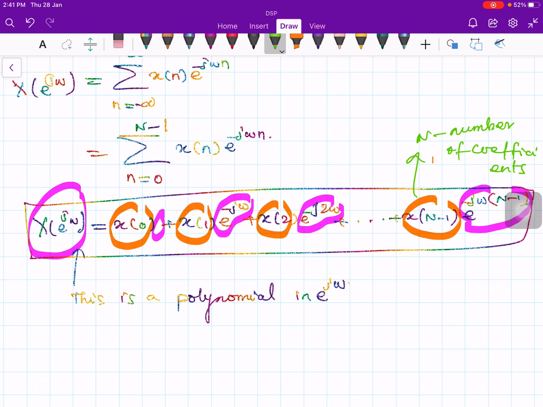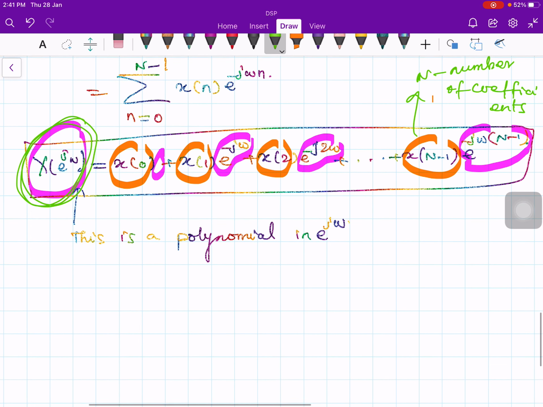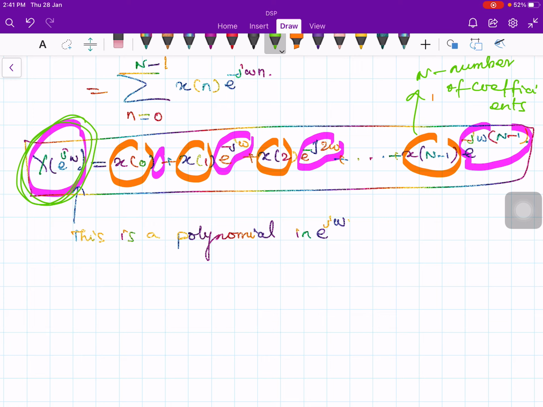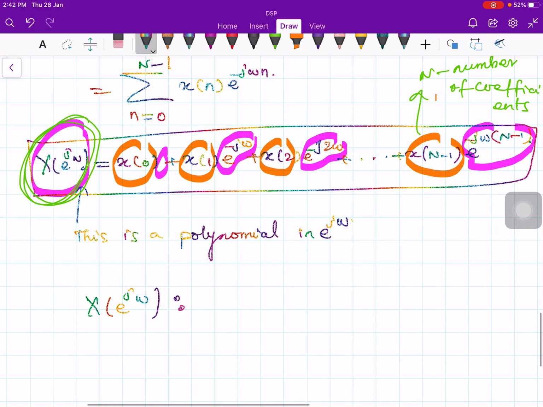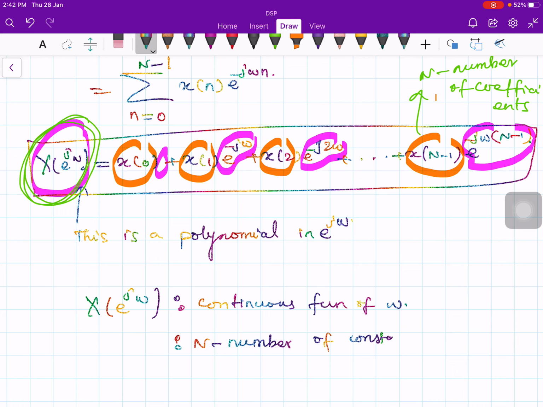How many coefficients? Capital N number of coefficients. So, if I know these capital N coefficients, then I can completely specify what my X of e to the j omega is. A polynomial is specified in terms of its coefficients. So, for capital X of e to the j omega, which is a continuous function of omega, it suffices to specify capital N number of constants. And here the constants are x of 0, x of 1, up to x of capital N minus 1.